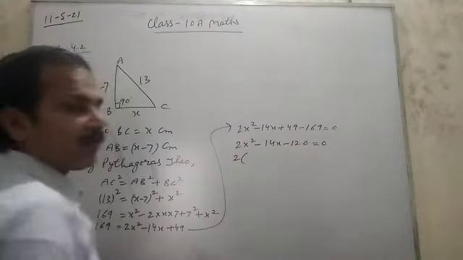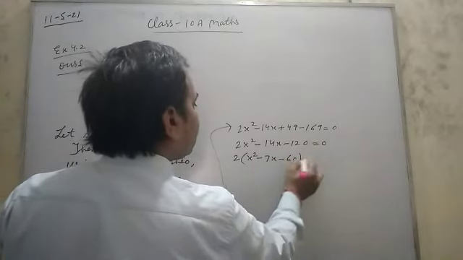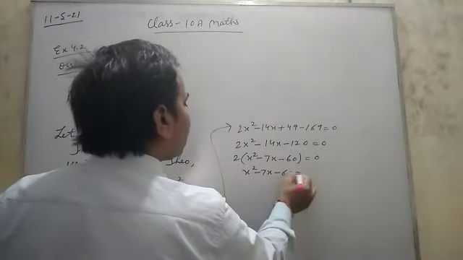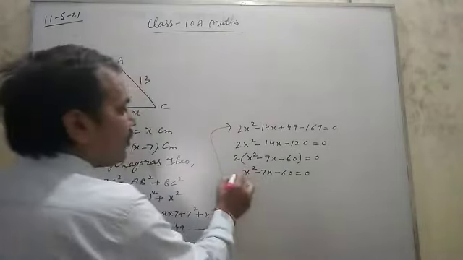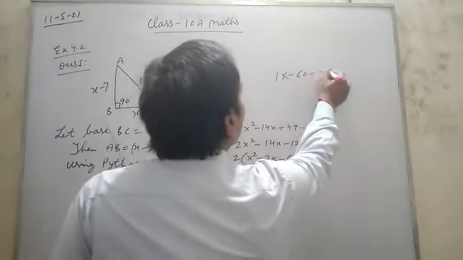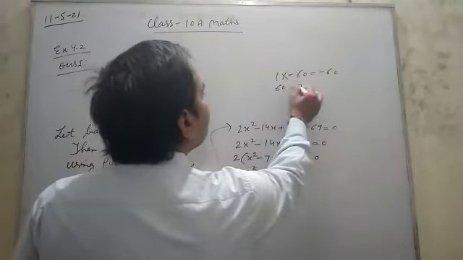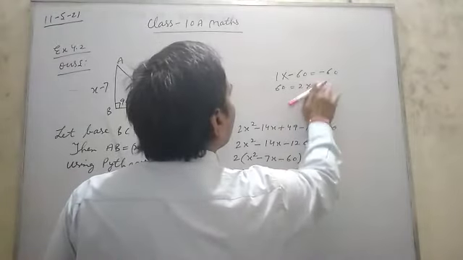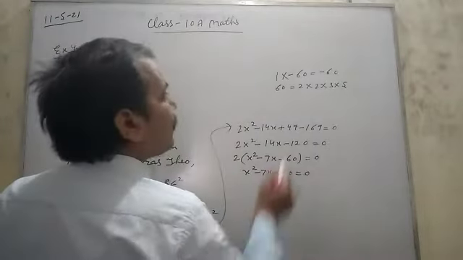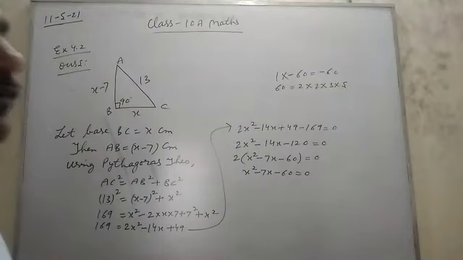2 can be taken common. So x square minus 7x minus 60 divided by 2. So x square minus 7x minus 60 is equal to 0. So coefficient of x square is 1 and constant term is minus 60. So product is coming minus 60. Okay. So find factors of 60. Okay. So product is coming negative. So by subtracting, the middle term will come.